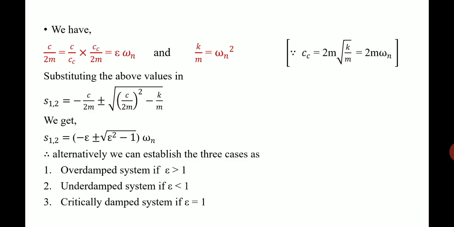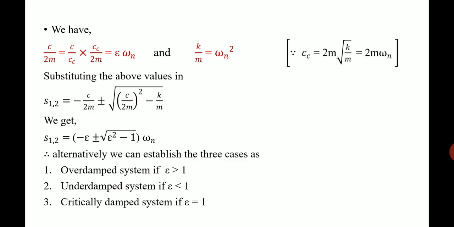Now we can define the three kinds of damping, that is overdamped, underdamped and critically damped systems, by using epsilon as a reference. Earlier we were using (c by 2m) the whole square minus k by m. That entity we used to define the three cases of overdamped, underdamped and critically damped systems.